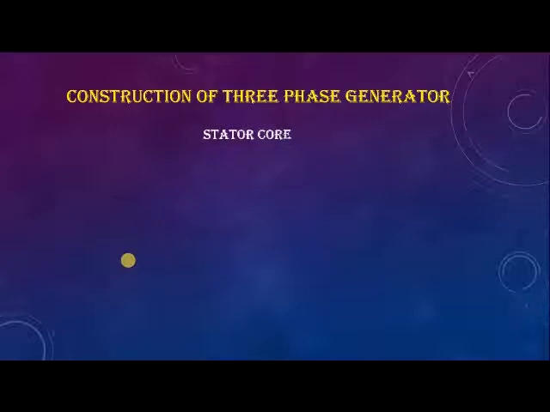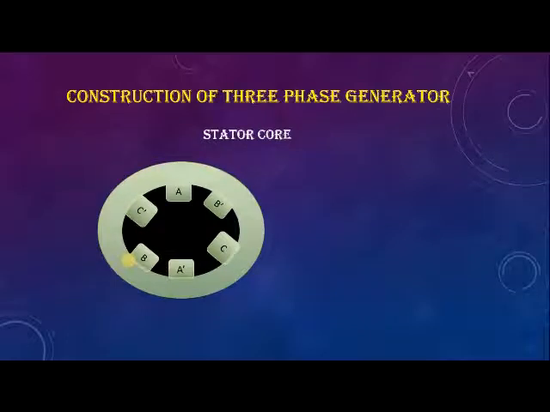So in the stator we have the stator frame. The stator frame is the outer covering of the machine. It is cylindrical in construction. It protects all the inner parts against mechanical damage. And the part next to the stator frame is the stator core. The stator core is fixed to the inner periphery of the stator frame. The stator core is also cylindrical in construction.